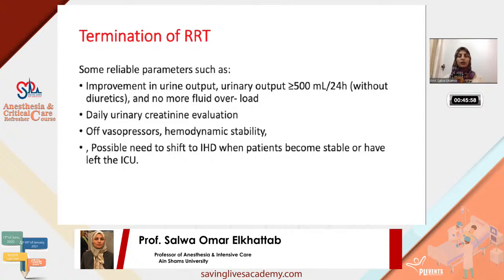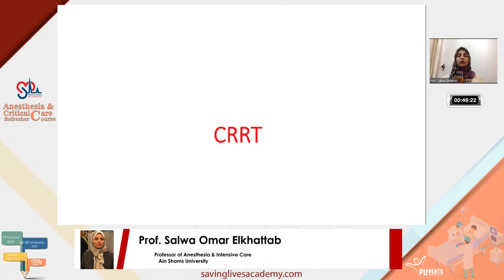Some reliable parameters to terminate or stop continuous renal replacement therapy are the improvement in urine output, being more than 500 per 24 hours, usually without diuretics, with no volume overload; the daily decreasing trend of urea and creatinine, and of course being off vasopressors. You might shift from continuous to intermittent if the patient is still in need, or there is no more need for continuous, or if the patient left the ICU.